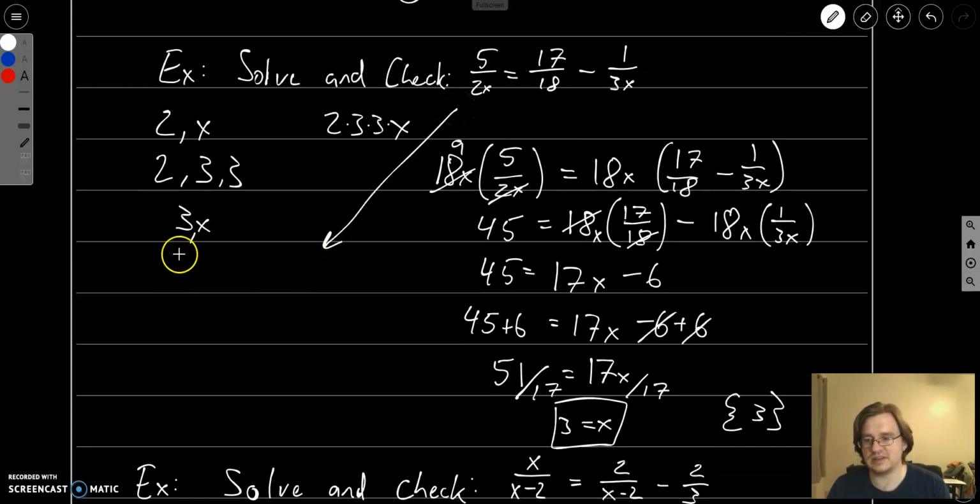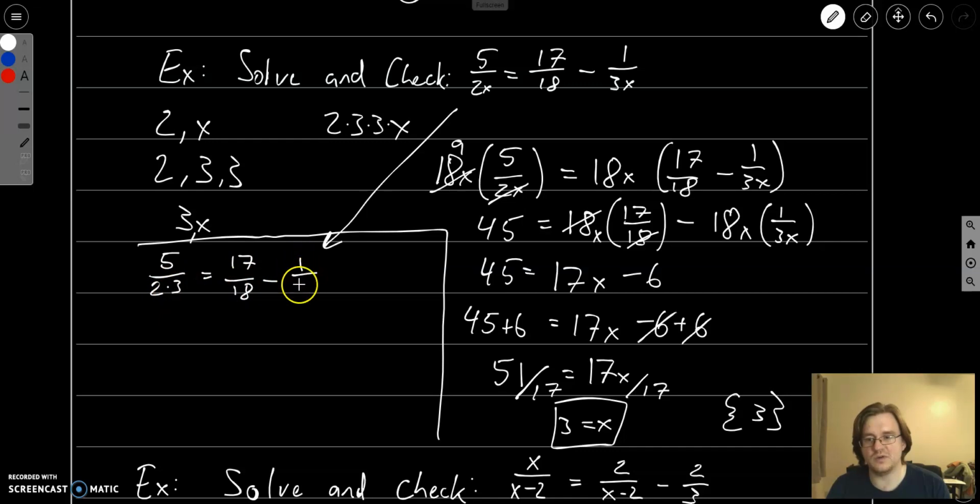So let's plug this in. I'll have 5 divided by 2 times 3 is equal to 17/18 minus 1 over 3 times 3. So let's simplify a little bit. This will be 5/6 is equal to 17/18 minus 1/9.